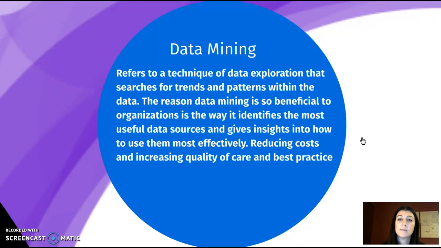So what is data mining? And this is within data sets. Data mining refers to the technique of data exploration that searches for trends and patterns within the data. The reason data mining is so beneficial to organizations is the way it identifies the most useful data sources and gives insights into how to use them most effectively, reducing costs and increasing quality of care and best practice.